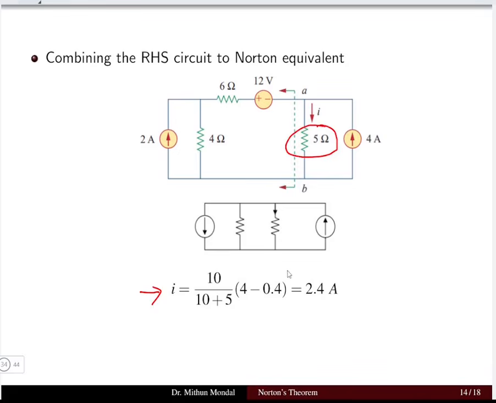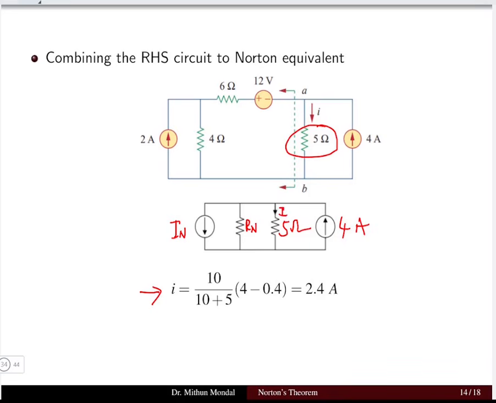That can be done by redrawing the circuit. So here you have 4 ampere. This one is 5 ohms, through which you need to determine the current. And then you have the Norton current and the Norton resistance, which form the equivalent circuit. So we can determine from this circuit the current which is flowing here.